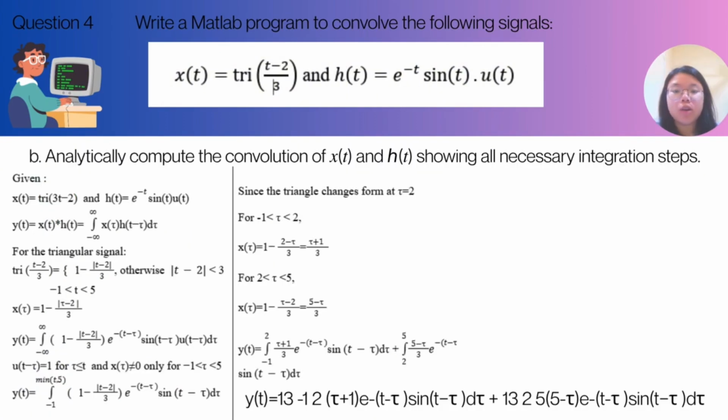B. Analytically compute the convolution of x(t) and h(t) showing all necessary integration steps. dt equals 0.01 sets the time step. A small value gives us high resolution and more accurate convolution. The time vector t goes from negative 2 to 10. Why start at negative 2? Because the triangle is centered at t equals 2, so we need some time before it appears. We go up to 10 to capture the decay of h(t). The smaller dt is, the smoother our plots will be, but it also increases computation time.